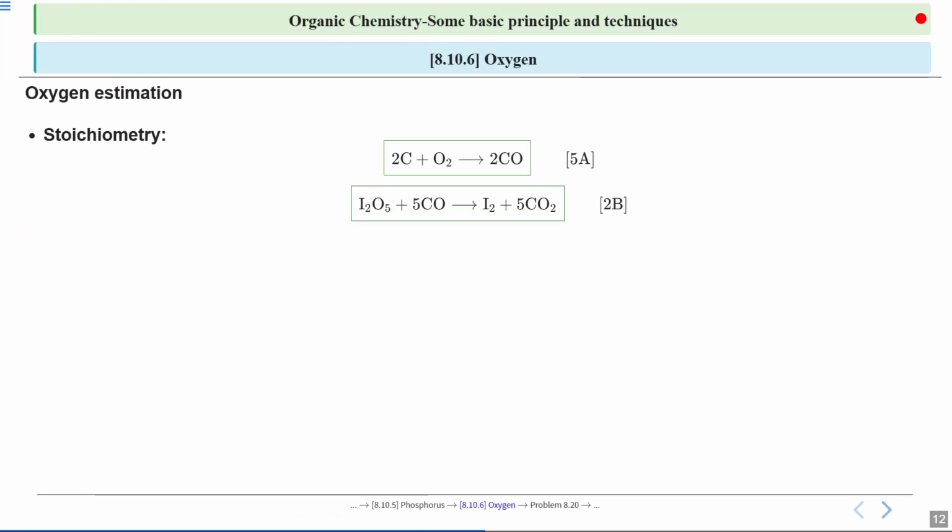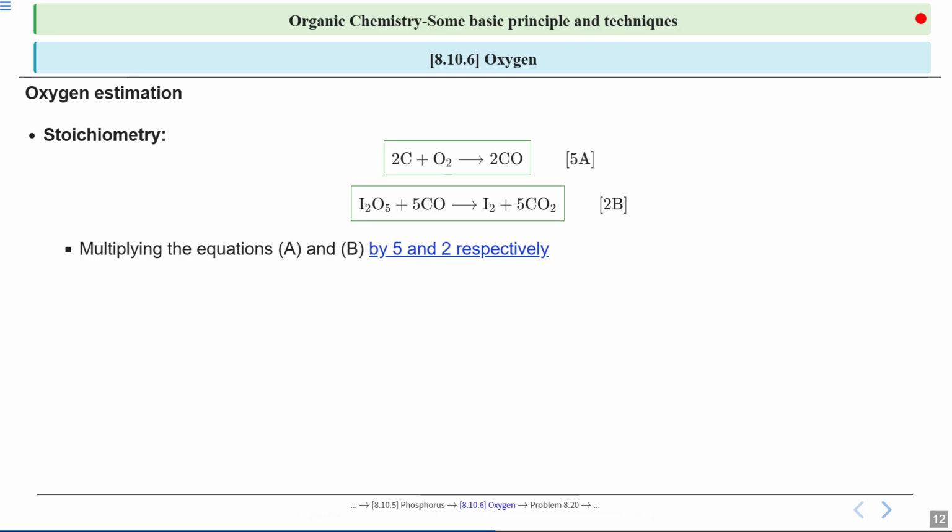Next, we see two chemical equations. The first equation shows carbon reacting with oxygen to form carbon monoxide. The second equation involves the iodine pentoxide reacting with this carbon monoxide to produce iodine and carbon dioxide. These reactions are important for understanding how oxygen is consumed and transformed in the following chemical processes. Here we are multiplying the first equation by 5 and the second equation by 2. This step is crucial for balancing the equation and ensuring that the number of atoms for each element is the same on both sides of the reaction.